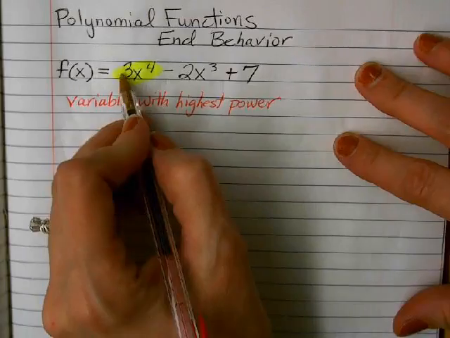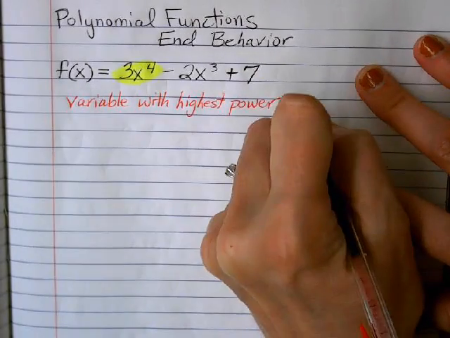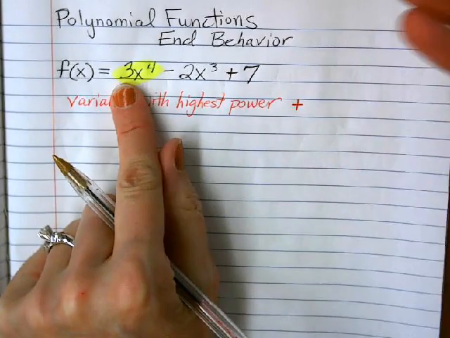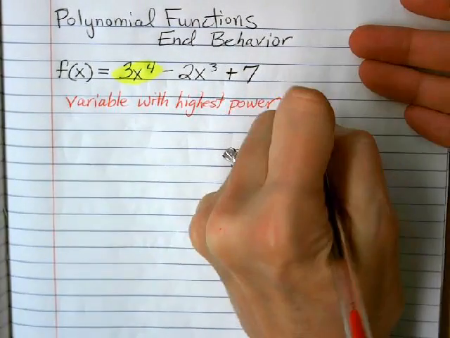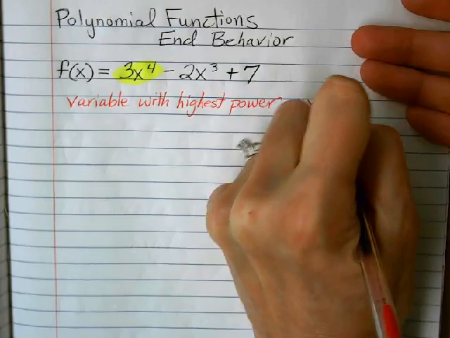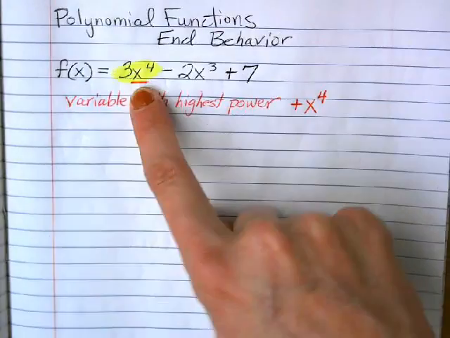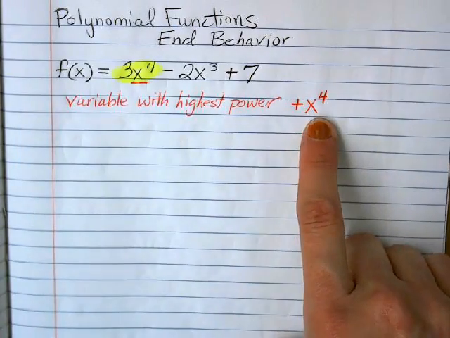So the 3 is positive. I know it's positive because it's just positive 3. You don't see a negative 3. And it's x to the fourth power. That's what you're looking at. That's really all you have to focus on is this part, that it's x to the fourth power.